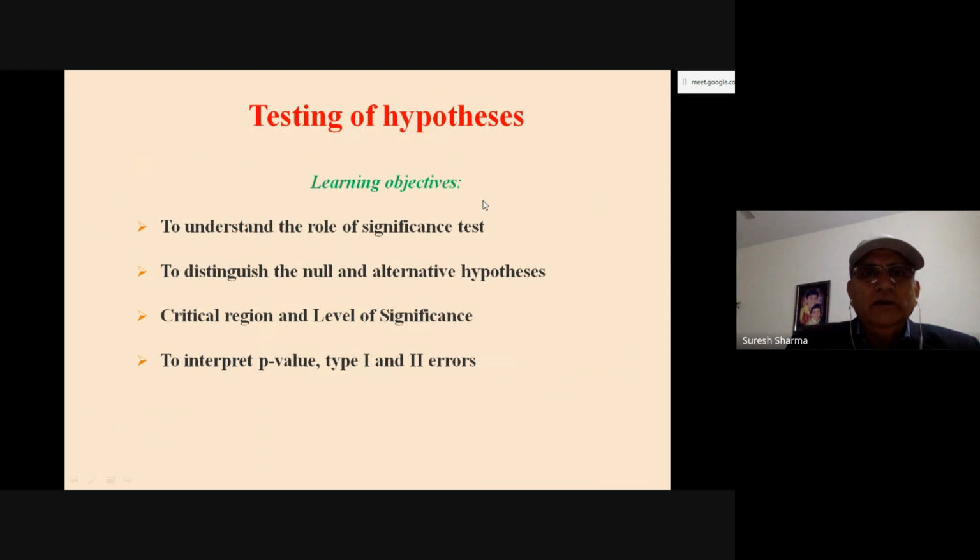Okay, so these will be your learning objectives today: to understand the role of significance test, to distinguish between null and alternative hypothesis, critical region, level of significance, interpretation of p-value, type 1 and type 2 errors. I'll explain each and everything, and then we'll move on.